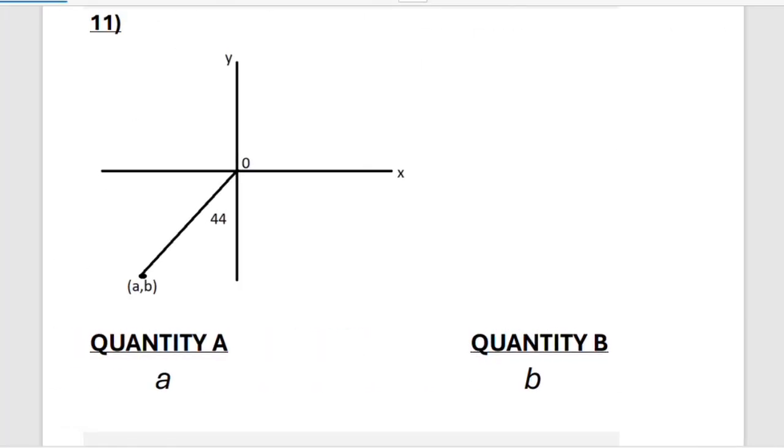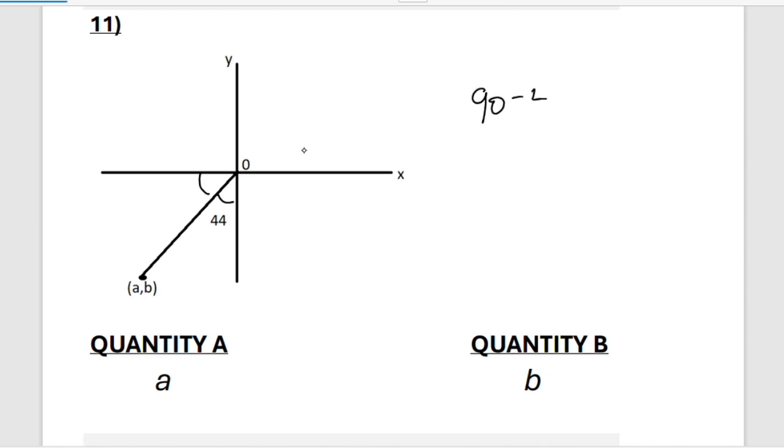So for this particular question, we are asked to compare quantity A and quantity B. And if you look at this carefully, you can see that this is 44 degrees. And this angle here has to be 90 minus 44, which is 46 degrees. And this is A and B. So if I trace this all the way down here, what I will have here is B, and what I will have here is A.